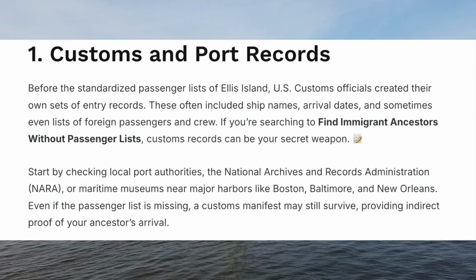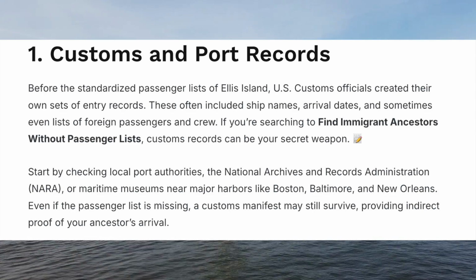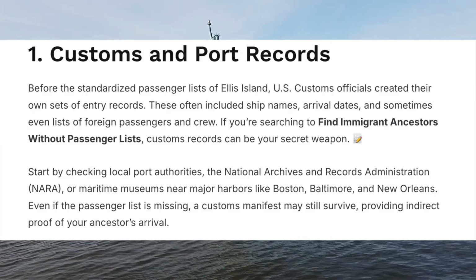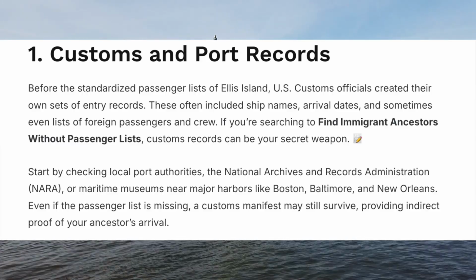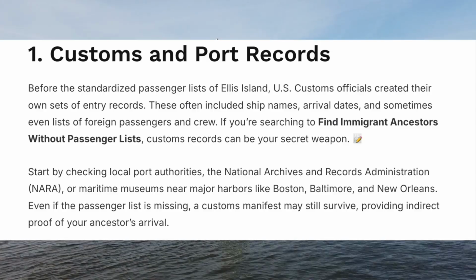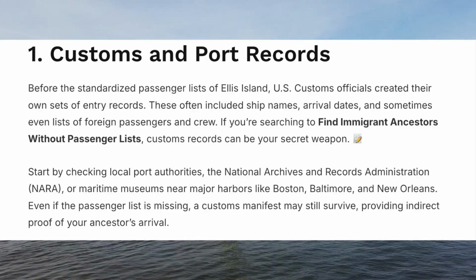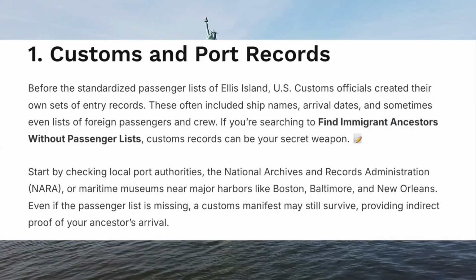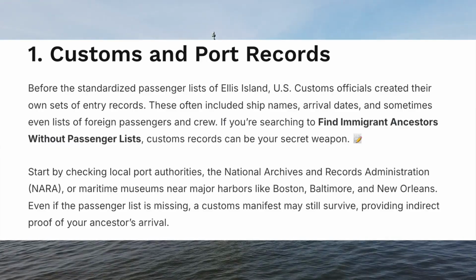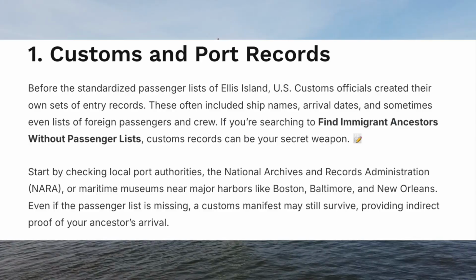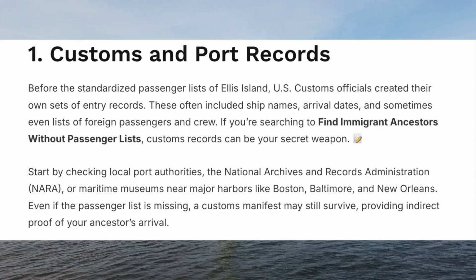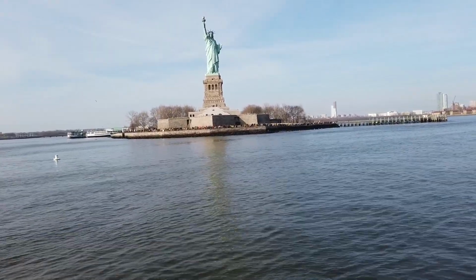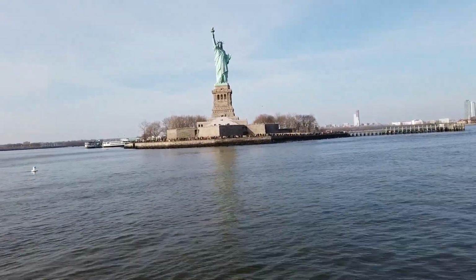Start by checking local port authorities. Maybe they have records. Check the National Archives and Records Administration, NARA, or maritime museums near major harbors like Boston, Baltimore, New Orleans, and of course New York. Even if the passenger list is missing, a customs manifest may still survive somewhere, providing indirect proof of your ancestors' arrival. And this might be a blessing you're waiting for.